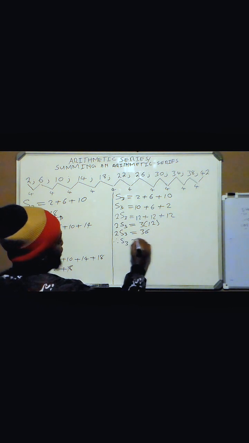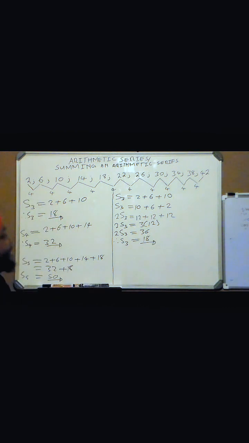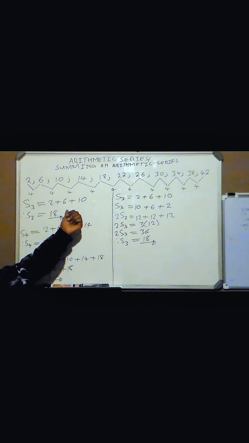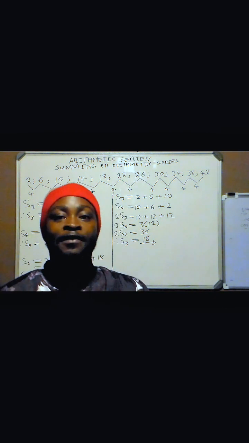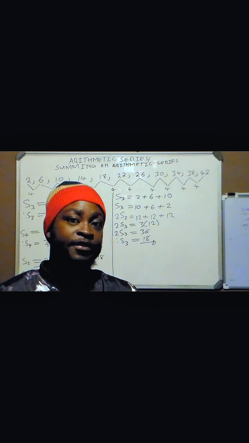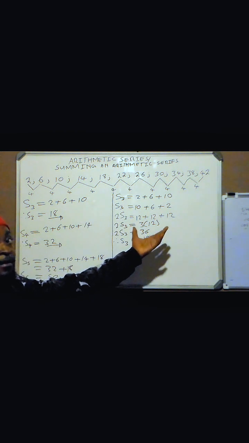And then I divide this by 2. Therefore, the sum of the first 3 terms would again be 18. This gives me back the value that I found using the method that we know for finding the sum of the first terms of a series. Let's look at the other example. Let's try to find the sum of the first 4 terms of a sequence using the very same method.